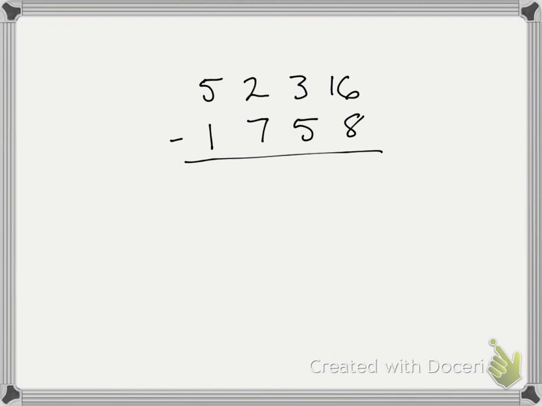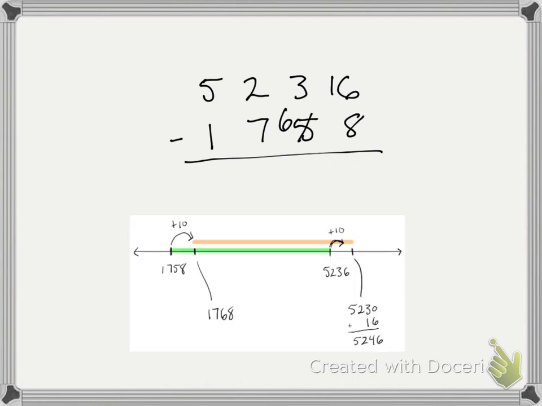But instead of giving the bottom number 10 ones, which would make the problem then 18 from 16, which we can't do, instead we're going to give 110 to the bottom number, turning the 5 tens into 6 tens. So now essentially we have 5,230 plus 16 subtract 1,768. Which is the same difference as our original problem.